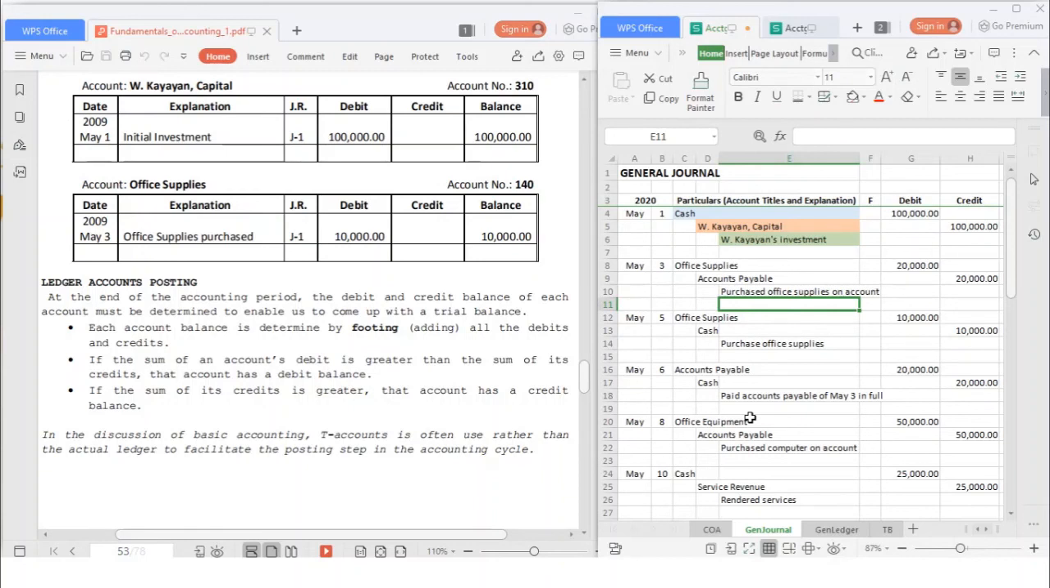So that is the end. If you have questions, just post them in the discussion hub. You can post your questions there as to the journalizing, the posting, and the trial balance.